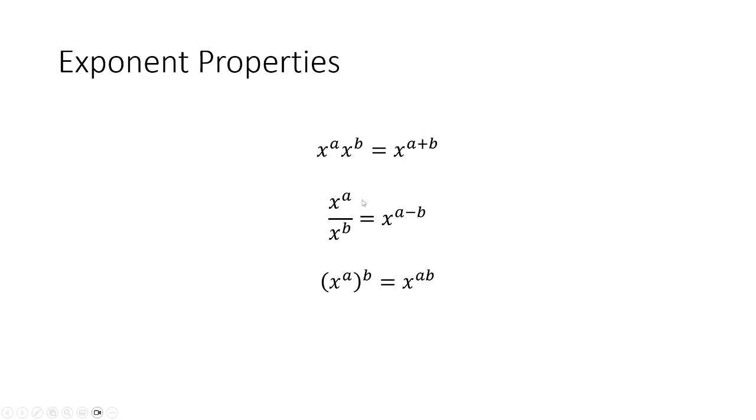If you have x to the power a divided by x to the power b, then that division becomes a subtraction. And if you have x to the power a quantity raised to the power b, then that's equivalent to x to the power a times b.